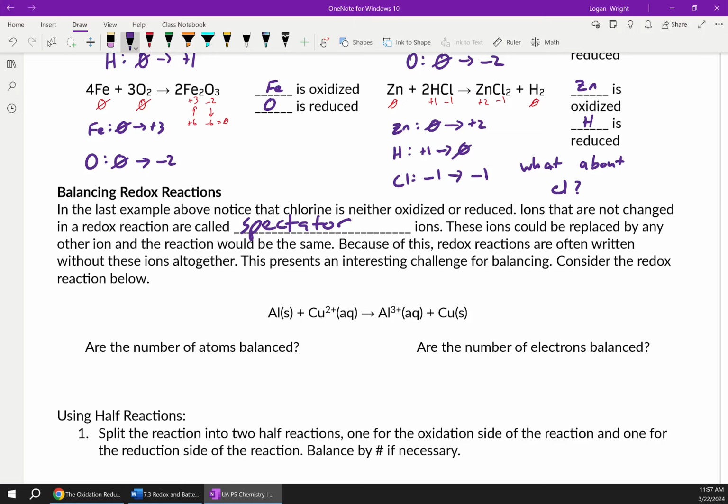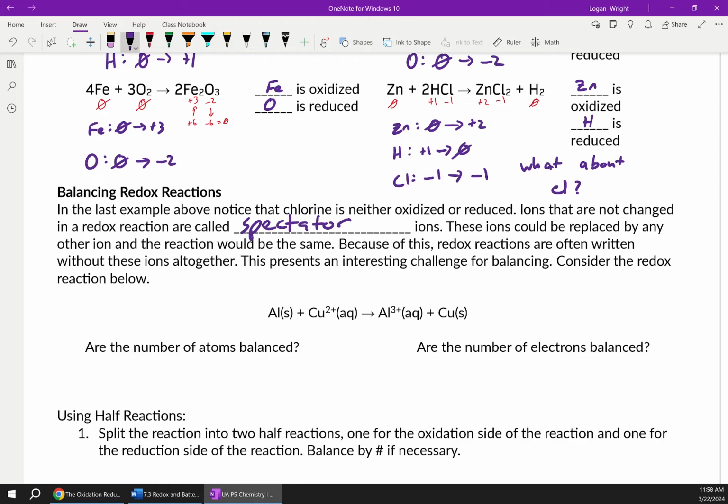The same chemical reaction will occur no matter what the spectator is, because the spectator isn't doing anything except watching. Which means when we write redox reactions, we will sometimes write them like this, where I would read it out loud as aluminum reacts with a source of copper ions, like copper sulfate or copper chloride or something, who cares? And you get a source of aluminum ions and pure copper. So they just don't even write the spectator ion at all because it doesn't matter what it is.